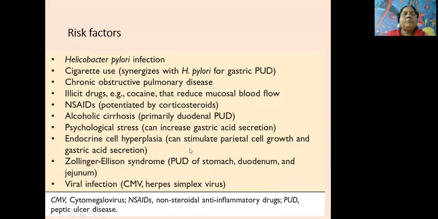Okay. So what are the risk factors for peptic ulcer disease? Already we learned H. pylori, cigarettes, COPD, drug usage, NSAID, alcoholism, and psychological stress. How does that cause it? That increases gastric acid secretion. Then endocrine cell hyperplasia, which will secrete a lot of gastric acid. Then Zollinger-Ellison syndrome. And viral infections like cytomegalovirus and herpes simplex virus can also cause that.